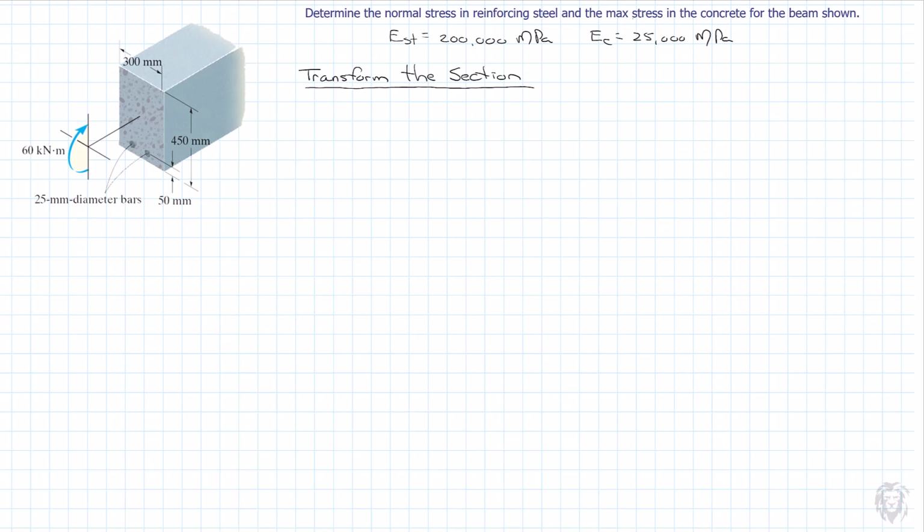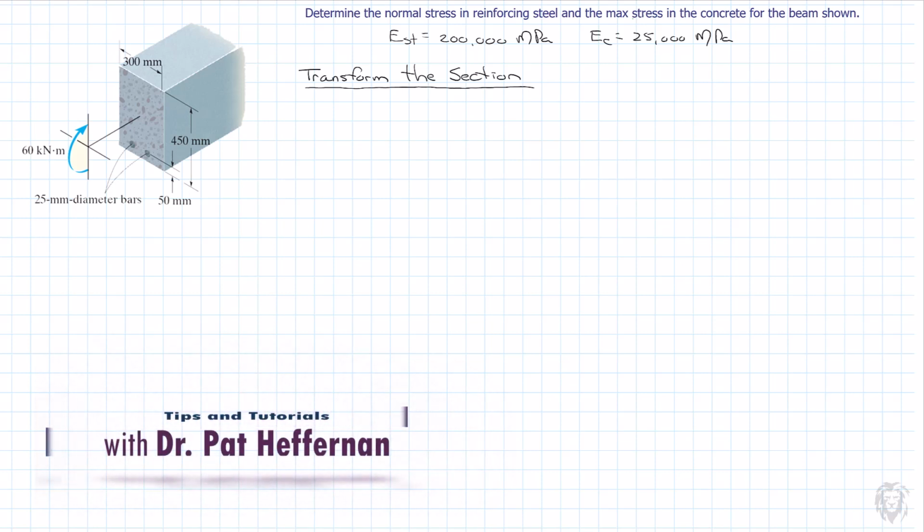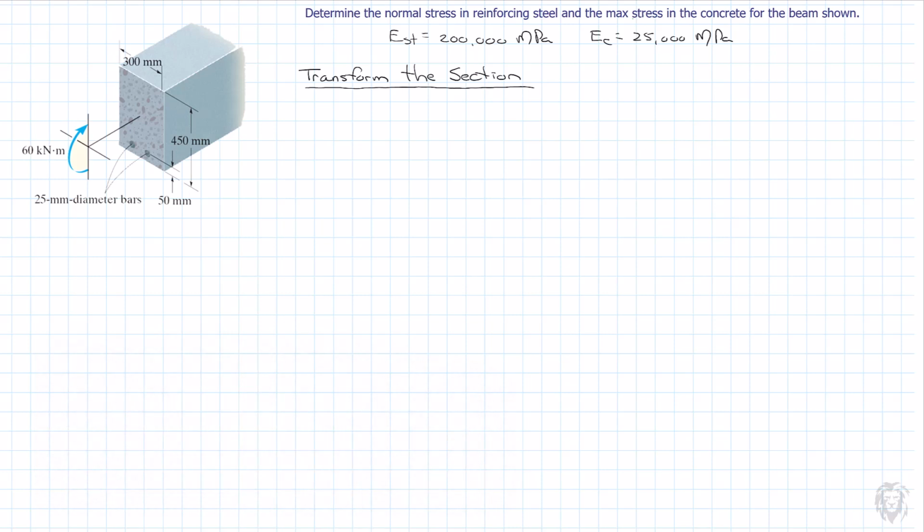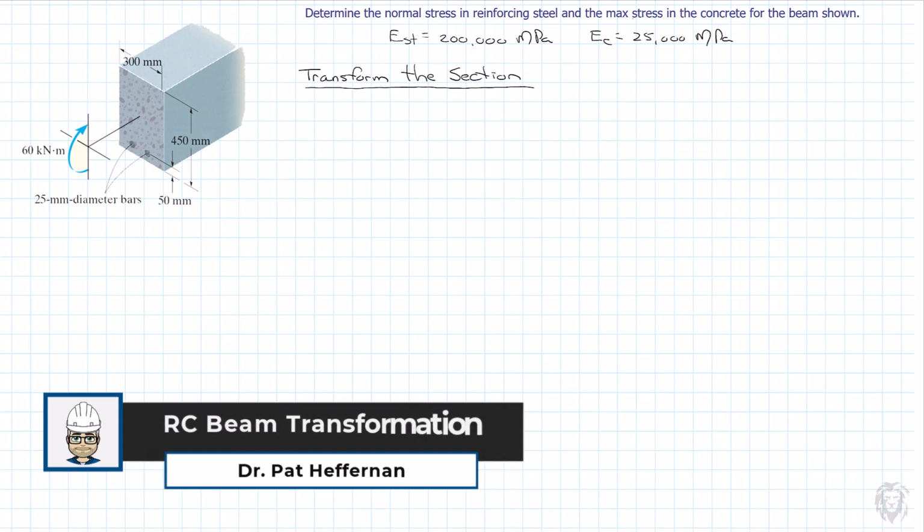Okay, today we're going to carry on with another transform section problem. In this case, we're going to be looking at a reinforced concrete beam with reinforcing steel in the bottom of the beam, or in the tensile component, if we assume a positive moment. And this is really important because we do this all the time in concrete.